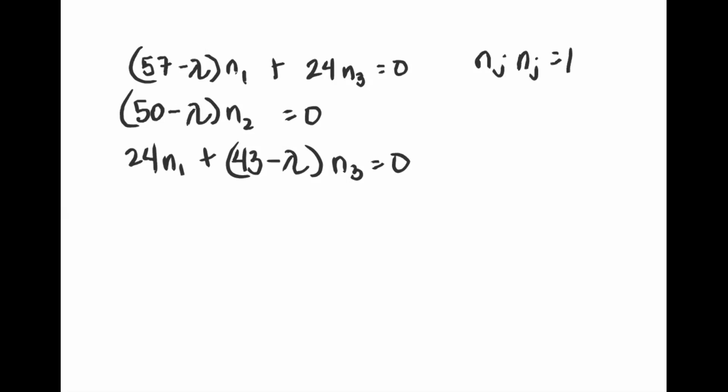So substituting the lambda equals 50, what we get is 57 minus 50 is 7, and 1 plus 24 and 3 equals 0. And then here, 50 minus 50, 0. So 0 equals 0. Doesn't mean anything. So we are left with just two equations. So yung equation na yun is 24 and 1 plus 43 minus 50, negative 7. Tama?